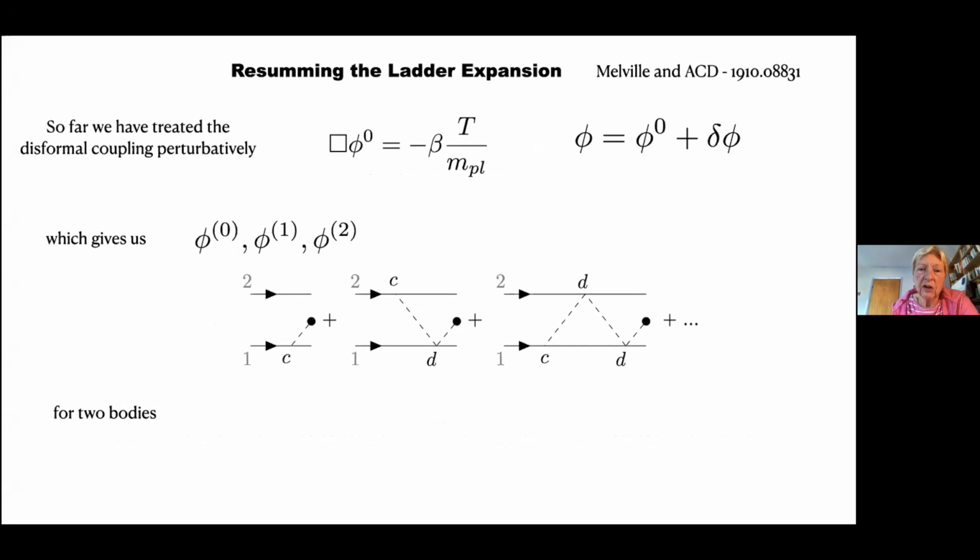So here's what I've done so far. I've got the conformal term and written down phi as the conformal plus delta phi. Delta phi is treated perturbatively as a sum over the corrections coming from the disformal term. So at first order, I would get the first order correction from the disformal coupling. Here's a conformal coupling. That would give phi zero. Come back, phi one includes a disformal term. Phi two, two disformal terms, etc., etc., for two bodies, body one and body two.